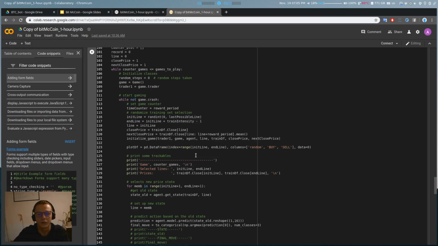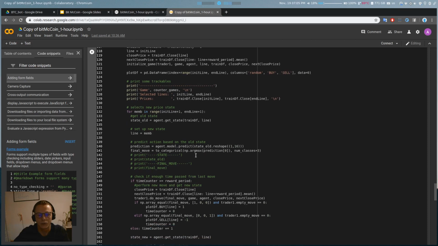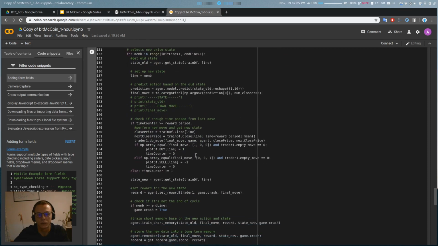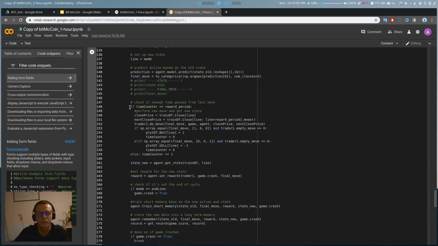And in the code, you can see that right around here, I set up a time counter. It just counts the time passed from the last trade. If the time passed from the last trade is lower than the reward period, so in this case 4 hours, it can't trade. It just goes to else and skips the whole trading part.